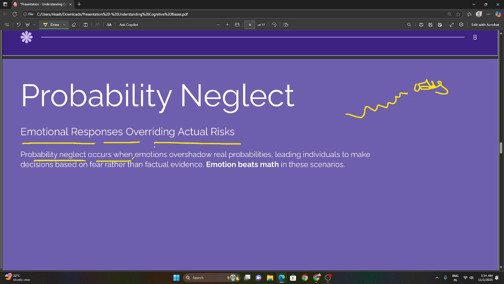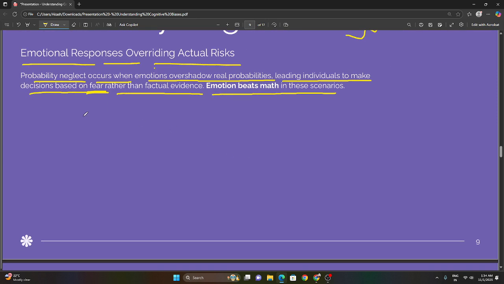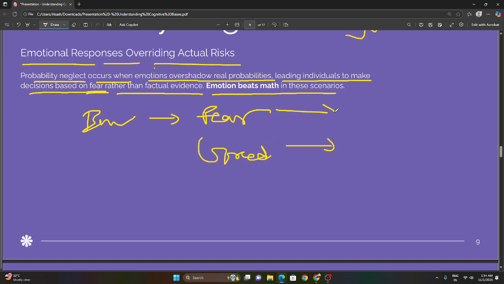This particular bias occurs when emotions overshadow real probabilities, leading individuals to make decisions based on fear rather than factual evidence. Emotion beats math in these scenarios. That's the thing. Based on our emotions, it's not just the fear, but also the greed, which always drives us to a particular decision which we make, and then we regret later.